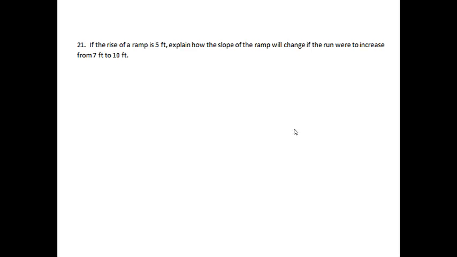All right. Problem 21. If the rise of a ramp is 5 feet, explain how the slope of the ramp will change if the run were to increase from 7 feet to 10 feet. Okay, I would just suggest drawing a picture. Here's our first ramp, and then we're going to have another ramp when I'm done. My original ramp has a rise of 5, so the vertical is 5, and the run is going to increase from 7 to 10. So the run was 7, and now it's going to be 10, and the rise stays the same.